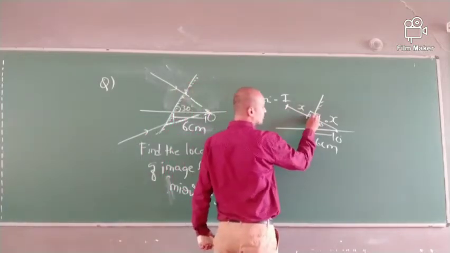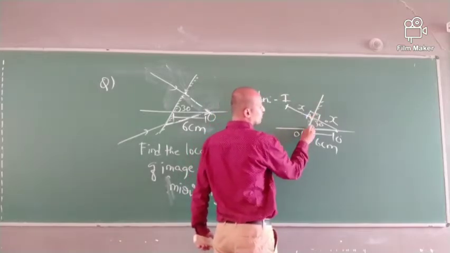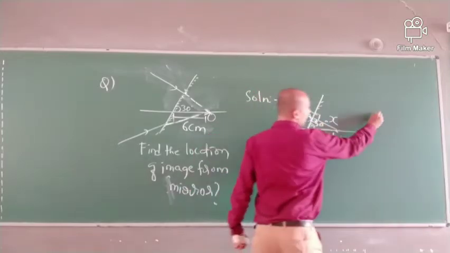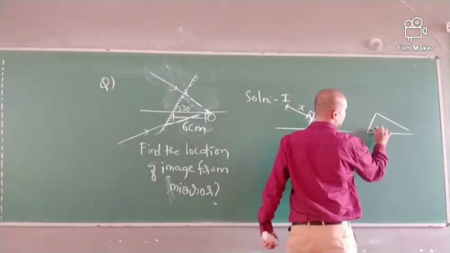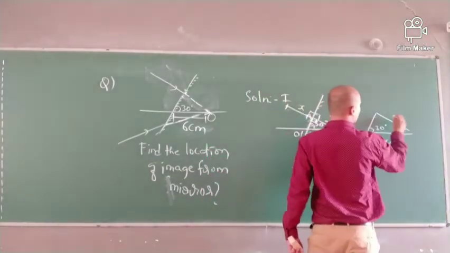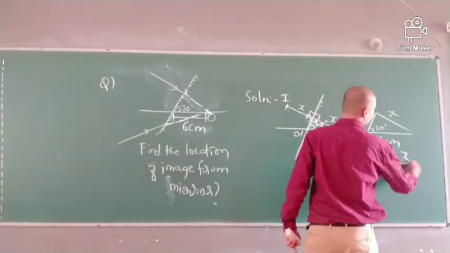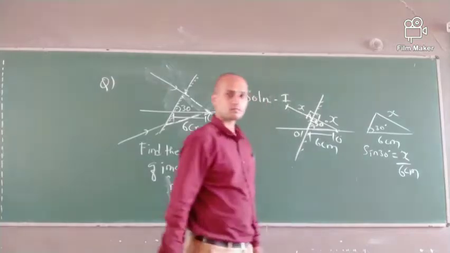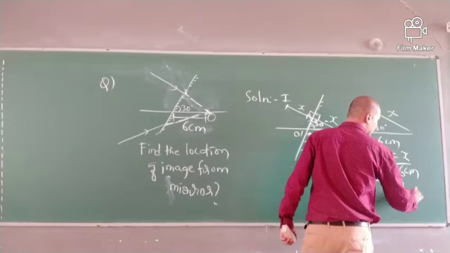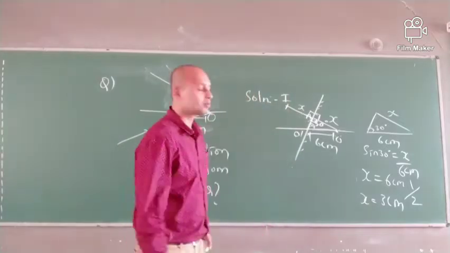So what is this line from this triangle? If I take this point as O dash, from this triangle, this is 90 degrees, this is 30 degrees, this is 6 cm, and this is how much? We need to find x. So you can say sin 30 degrees is equal to x by 6 cm. So x is equal to what? 6 cm into sin 30. Sin 30 is 1 by 2. So x is equal to 3 cm.